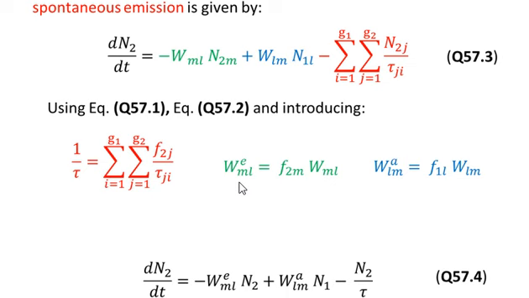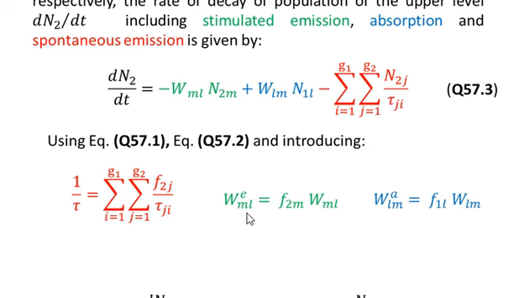And then we can introduce, similarly, WMLE. E as a superscript stands for the emission in the green term, and in the blue term A stands for the absorption, as in this form. So we have WMLE, that is the transition rate from the level M to level L. M is the sub-level of level 2, L is the sub-level of level 1.